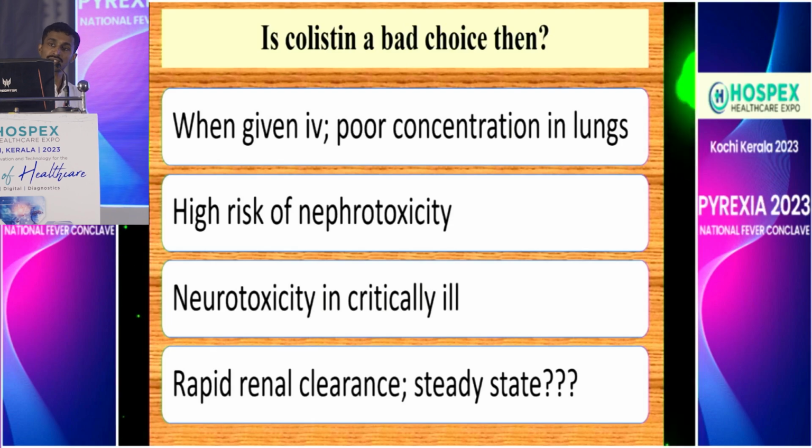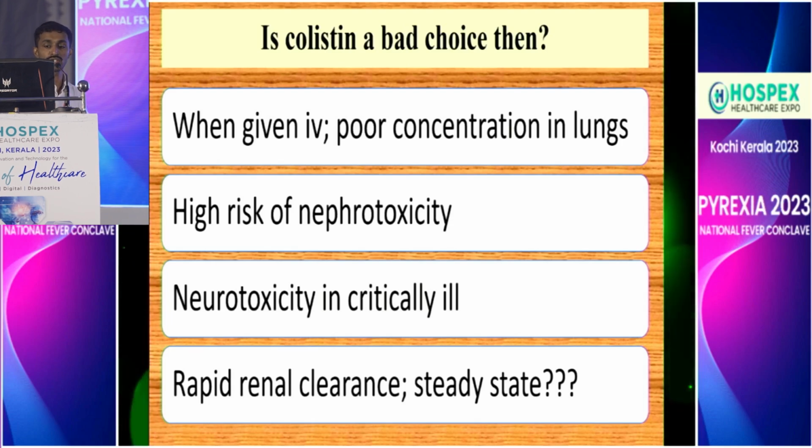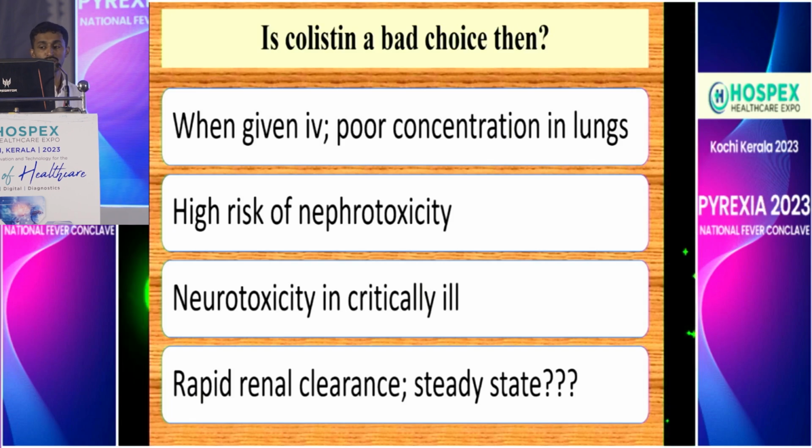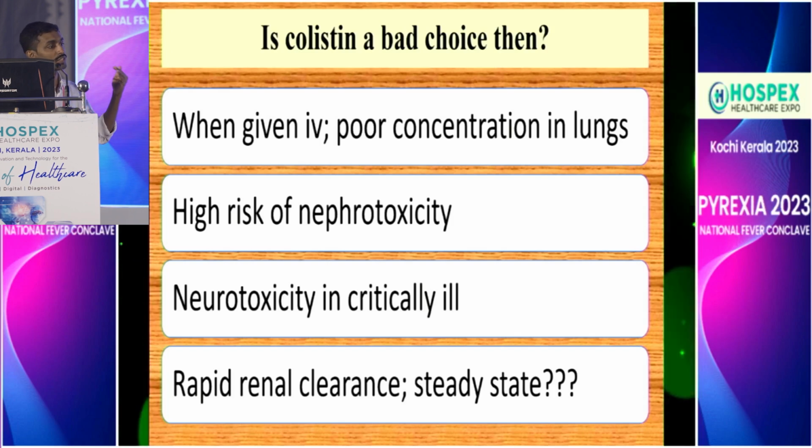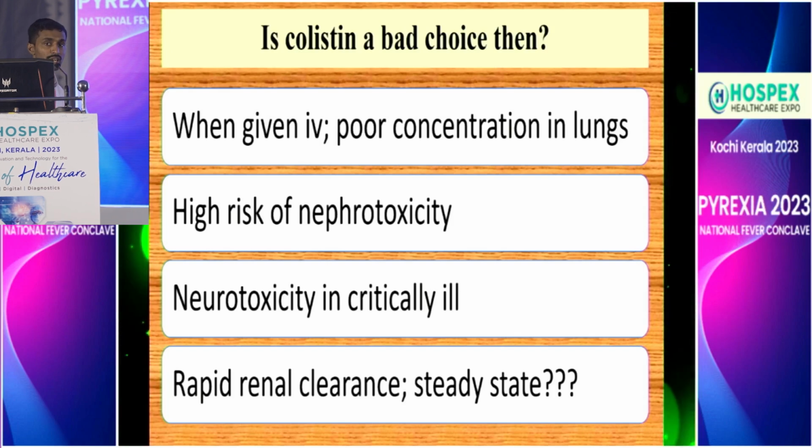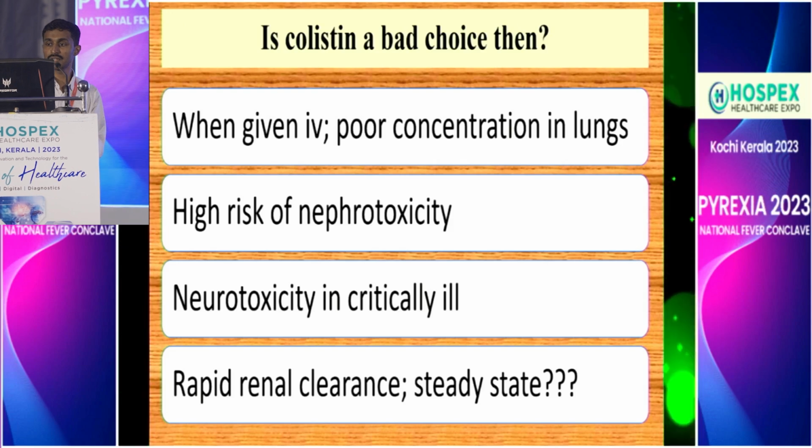As you all know, there is a high risk of nephrotoxicity with colistin. In critically ill patients, there is a risk of neurotoxicity. And colistin has rapid renal clearance. So whether it will achieve adequate therapeutic drug levels is still questionable. The possibility of colistin attaining a steady state is questionable in many cases.